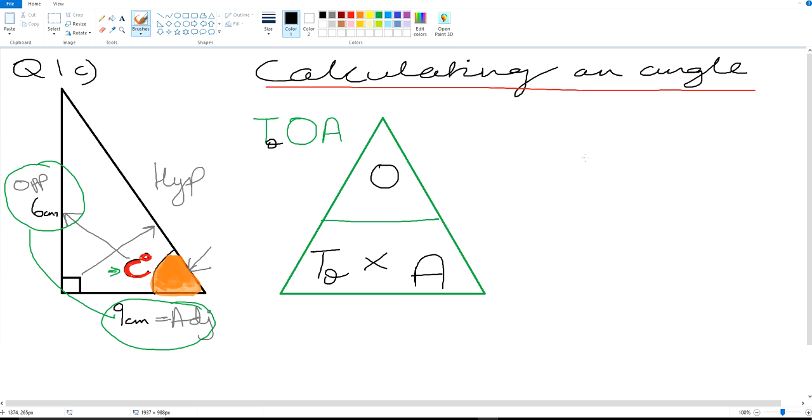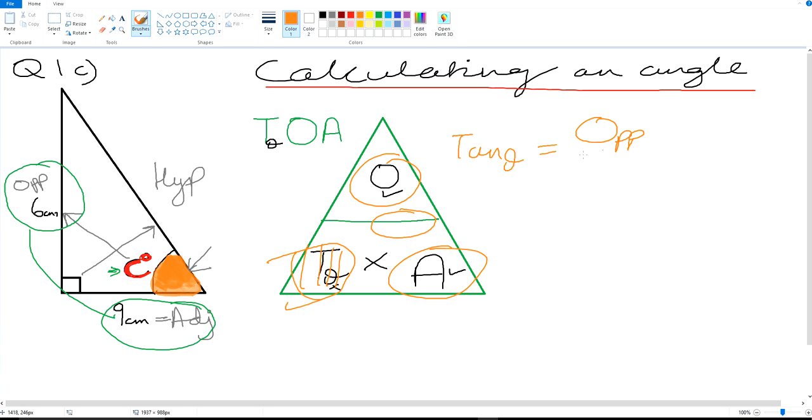Now let's have a look at what we know. So we know the opposite and we know the adjacent, but we don't know the angle. So we need to get our finger or thumb and cover up the tan of the angle and write that down. So tan of the angle is equal to the opposite, this line is divide, the adjacent. So the opposite divided by the adjacent.